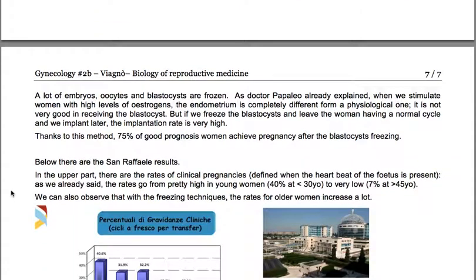A lot of embryos, oocytes and blastocysts are frozen. When we stimulate women with high levels of estrogen, the endometrium is completely different from a physiological one. It's not very good at receiving the blastocyst. But if we freeze the blastocyst and leave the woman having a normal cycle and we implant later, the implantation rate is very high. Thanks to this method, 75% of good prognosis women achieve pregnancy after the blastocyst freezing.